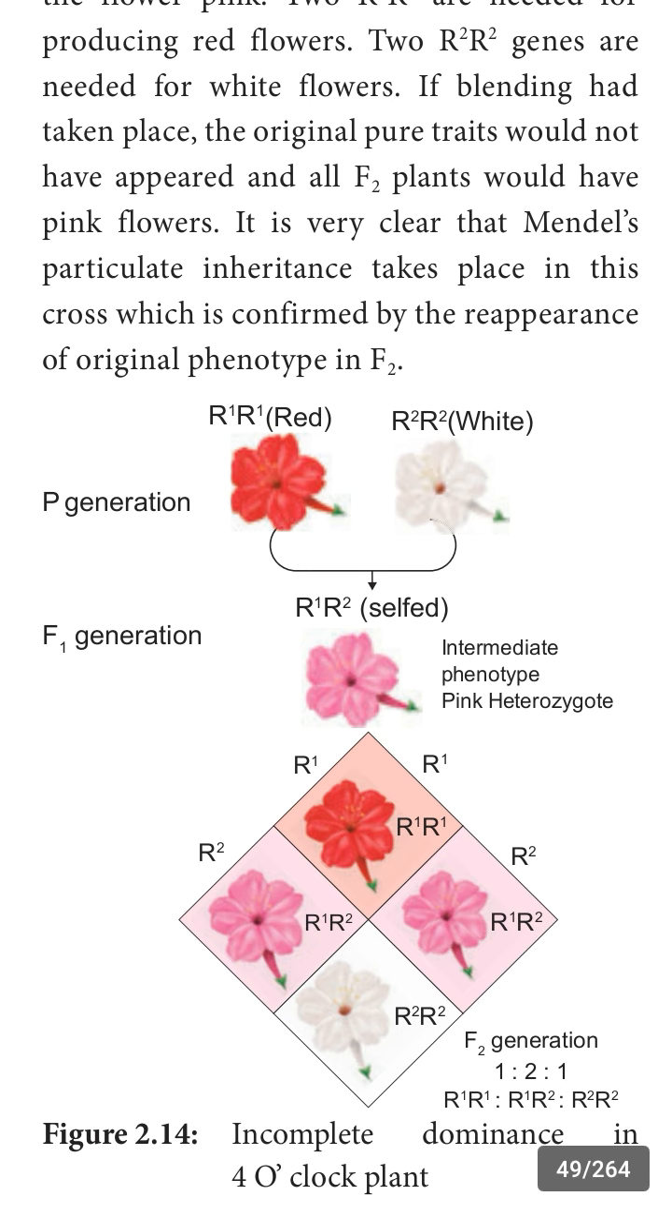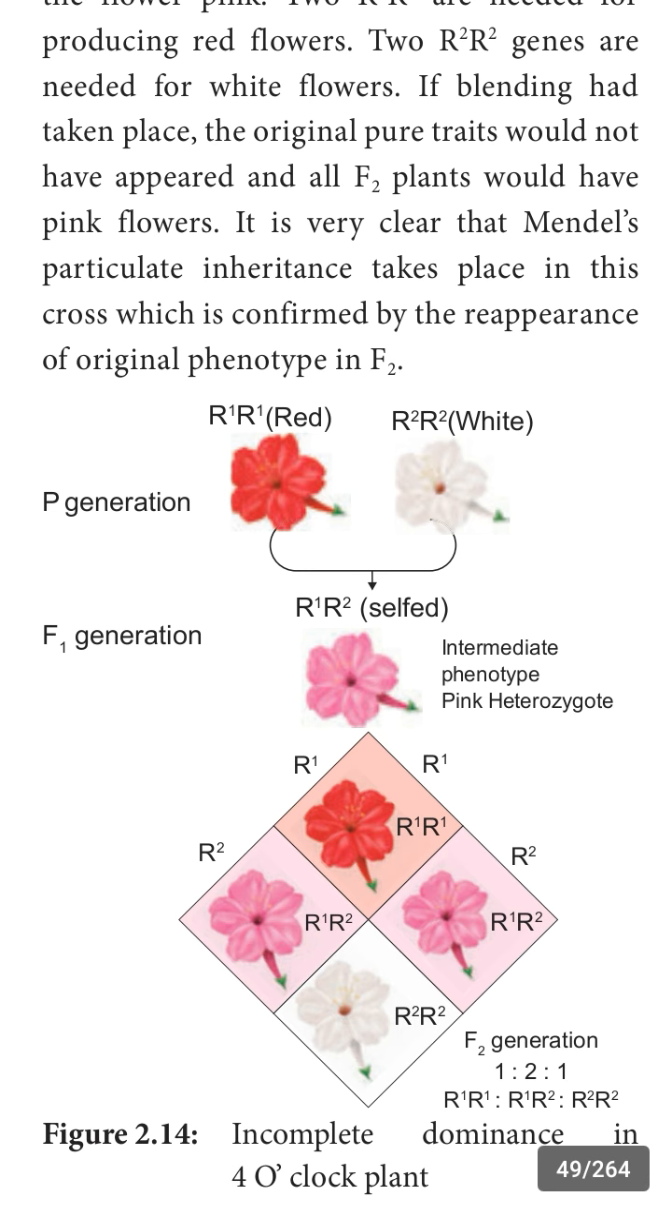So R1R1 represents red, the number of plants is 1. R1R2 are 2. And R2R2 is the third type, the white colored flower plant. So this is incomplete dominance. So here the phenotypic ratio was found to be 1:2:1, that is, one red, two pink and one white. The genotypic ratio is 1 R1R1, 2 R1R2 and 1 R2R2.